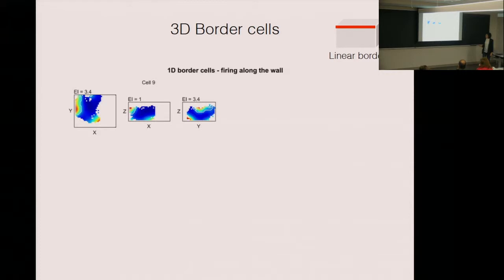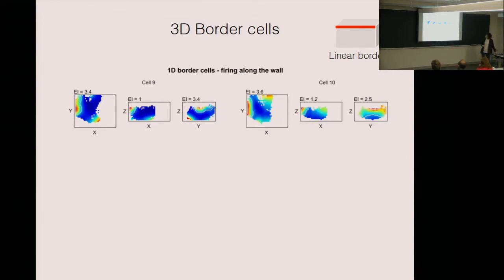And here is what could be a linear border. This is from the top view, firing all over this side. Let's think of it as a sausage. When you look at it here from the side, we're cutting it, and you see something small, putting it up here. And then this is from the other side, and you can see it elongated. So, for example, it would be firing all over this, where the ceiling meets the wall.